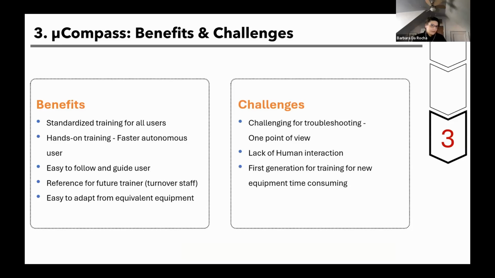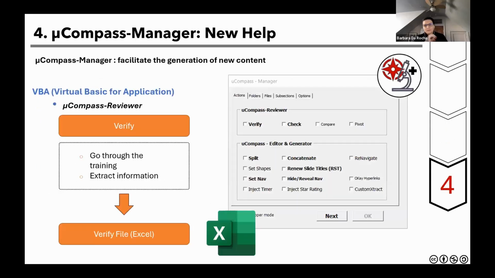The challenges are that, when you need to do some troubleshooting on the computer, you just have one point of view, so this could be a bit challenging. Some people find that there is a lack of human interaction when doing the training outside. The first generation of the training is usually time consuming. I just want to add something: since we are talking about 500 deck slides, it's a lot of information that you need to compute.